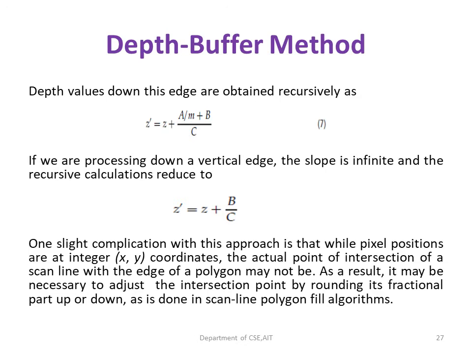In the depth buffer, I can calculate the next value of the depth by making use of the previous value. Because I know the value of the slope, I know the values of A, B and C. If the slope is infinite, then we can also go for neglecting this A by m and then only go for z dash equals z plus B by C. The only thing we have to see is we should always round these values to the nearest integer, because we have to consider only the pixel positions, and the pixel positions cannot be in terms of floating numbers.